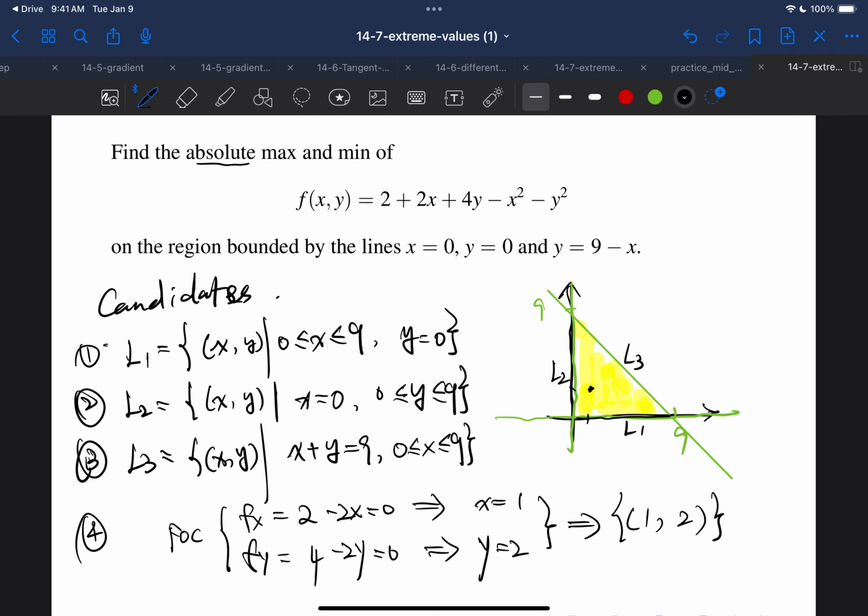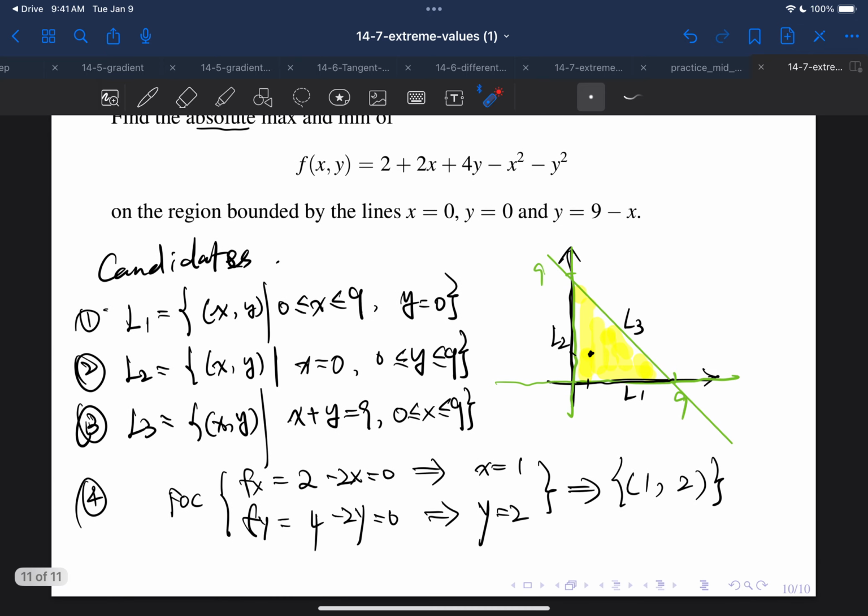To find the absolute maximum, where absolute means global maximum or minimum in this triangle area, what we search is not the whole region. We only focus on this particular point and those lines giving the boundary. So we are going to first look at the function value at the point here.